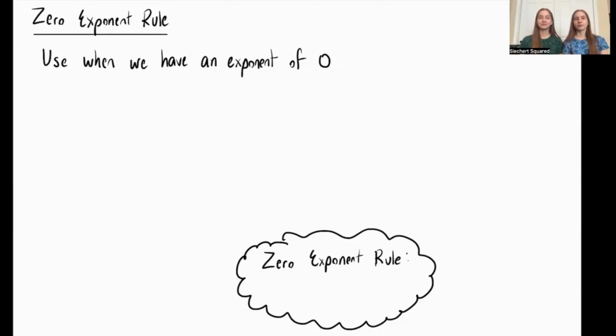We're going to continue our series on exponent rules, and we're going to cover the zero exponent rule today. Let's dive in. We're going to use this rule whenever we have an exponent of zero pop up. I love this rule because it sounds exactly like what it means. Unlike maybe the power or the product rule, this one is a lot more straightforward.